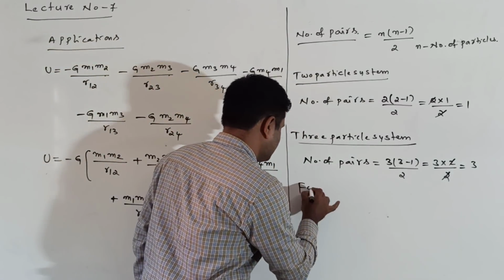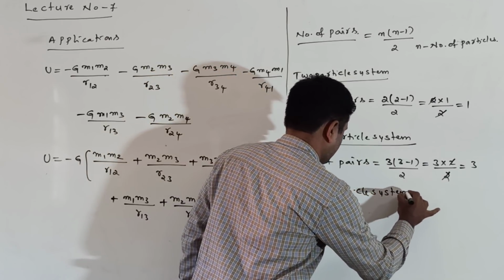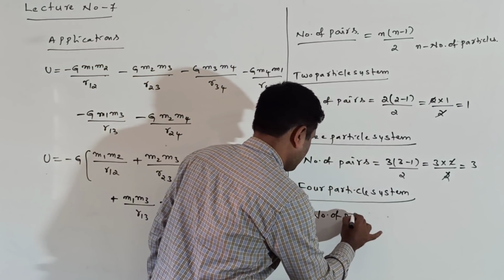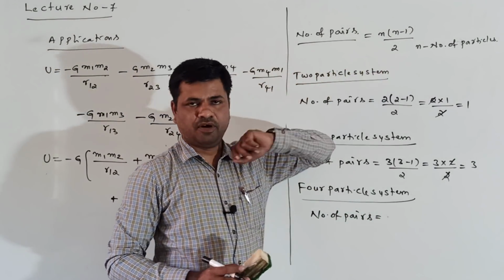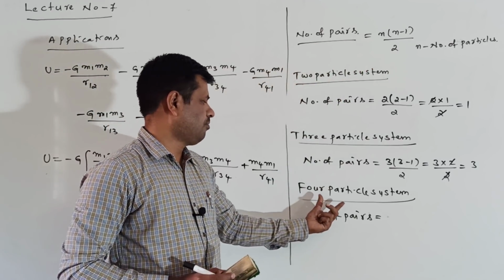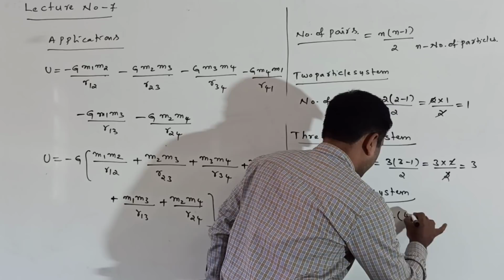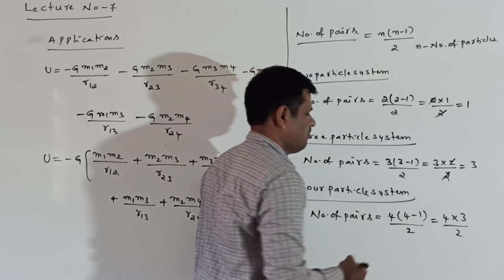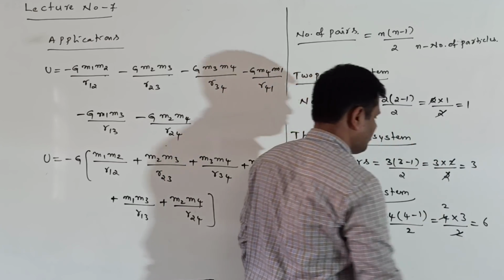Now for the 4 particle system, how many pairs are coming? This is the formula for n number of particles, and here we have a 4 particle system. The number of pairs is 4 into 4 minus 1 by 2, which is 4 into 3 by 2, since 4 minus 1 equals 3. The 2s cancel, and 2 threes are 6. The number of pairs is 6.